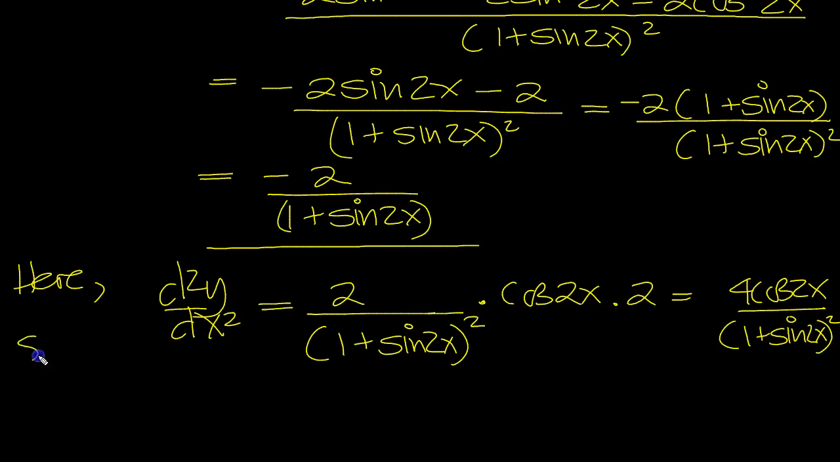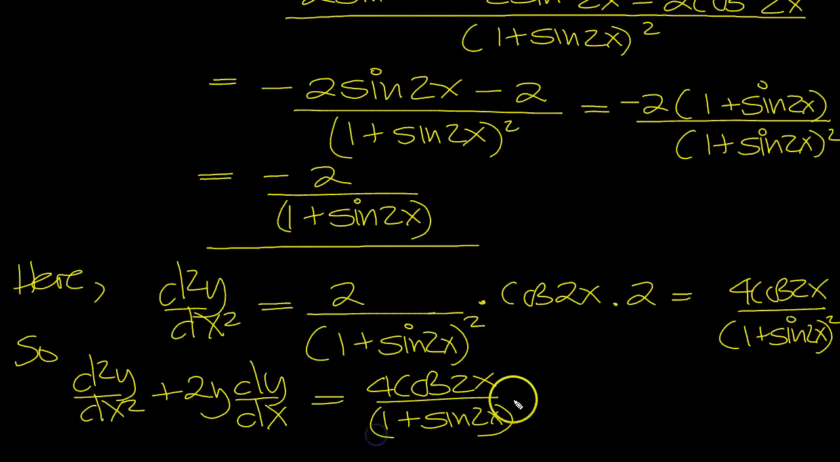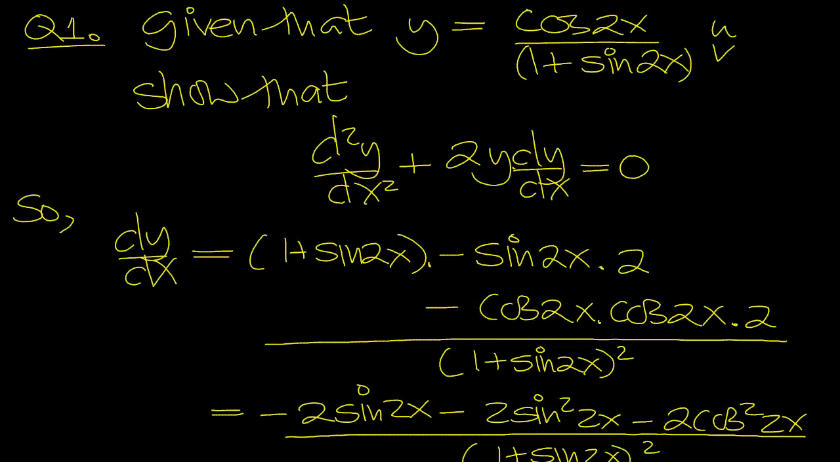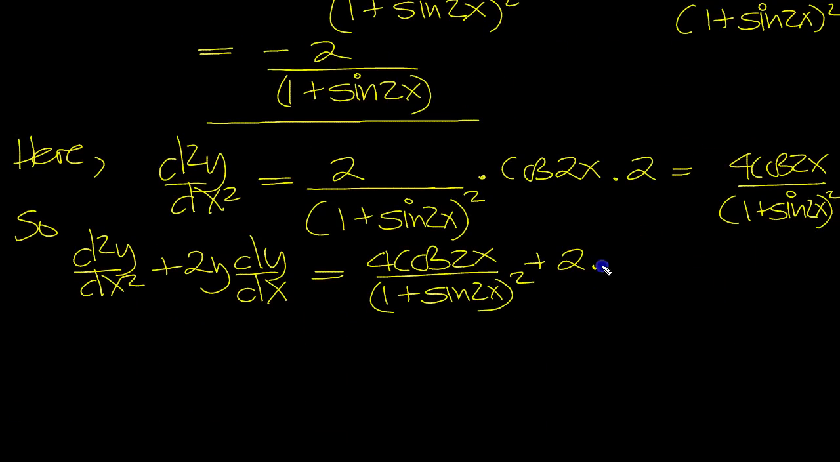Now let's put them in then. d2y by dx squared then, plus 2y dy dx. Let's put it in and see what we get. So the first term would be 4 cos 2x over 1 plus the sine 2x squared, plus 2y. Y is the thing we started at the beginning. Let's just go and get it. Cos 2x over 1 plus sine 2x.